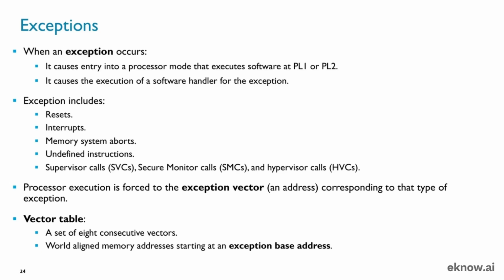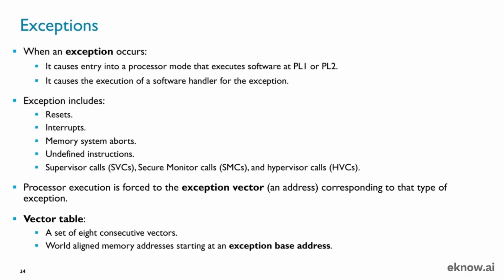When an exception occurs, the processor does two main things. First, it enters a specific processor mode, usually a privileged one like PL1 or PL2, which we discussed a couple of pages back. Why does it need to do this? Well, the code that handles the exception, the software handler, often needs special permissions to access system resources and fix the problem, much like only firefighters are allowed into certain areas during an emergency. Second, after switching modes, the processor starts running this special software handler, which is a piece of code written specifically to deal with that type of exception.